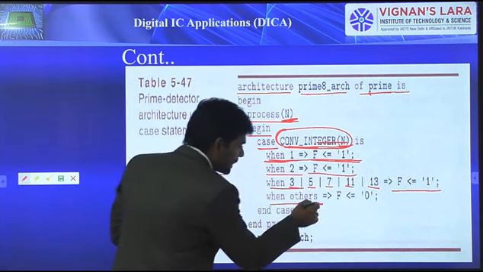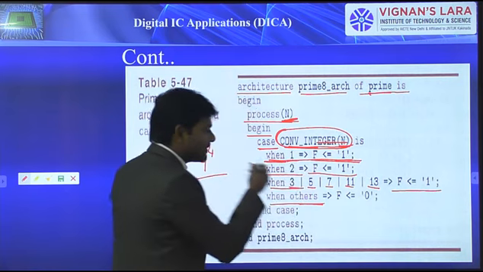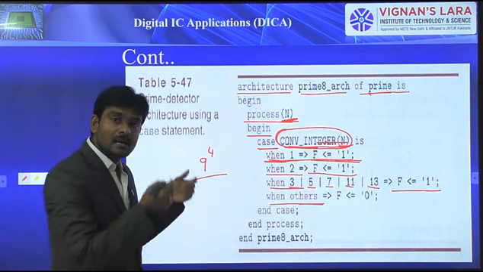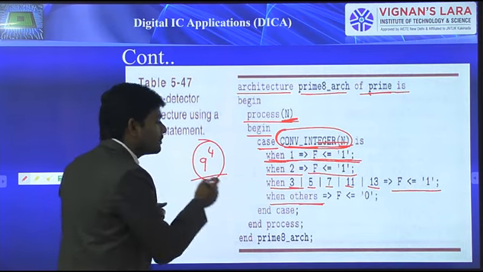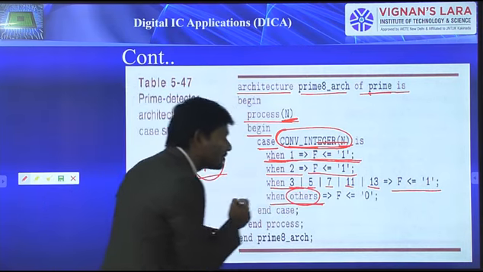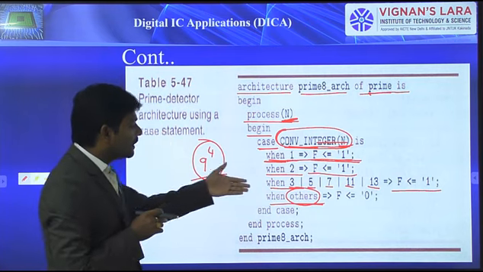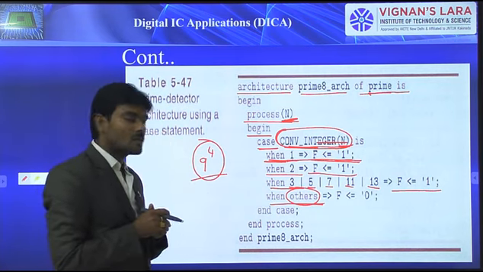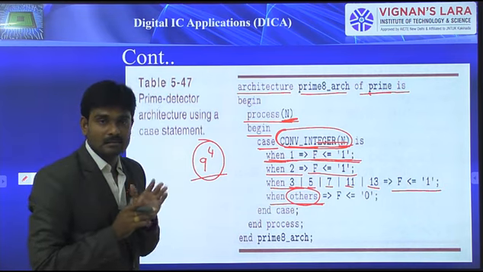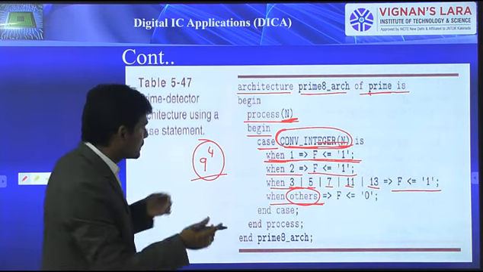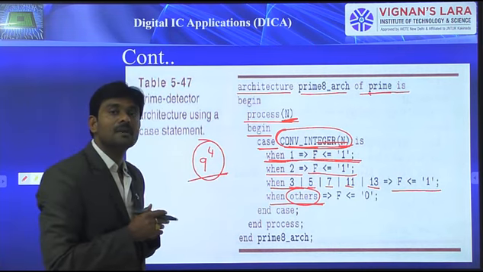So in this particular case, other than these 7 (5 plus 2, 7), all the remaining combinations of 9 power 4 will be covered by this others statement. So we must mention the last choice as others. Then only can it cover all the remaining combinations. In this case, a total of 9 power 4 combinations are possible.